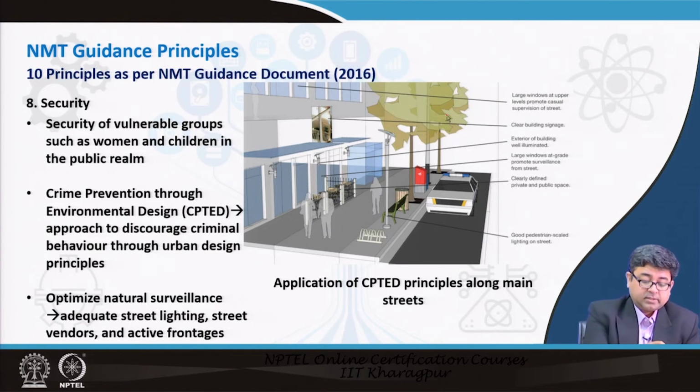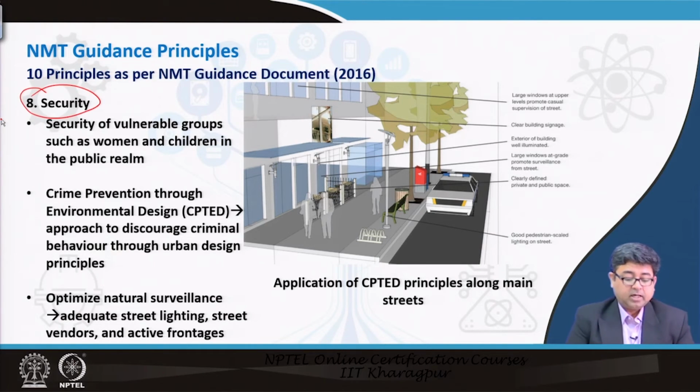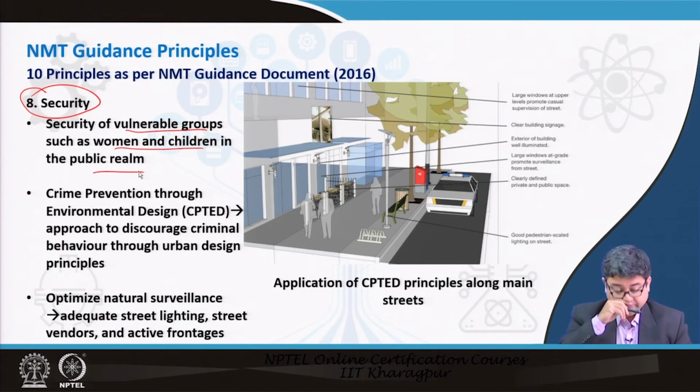Moving ahead closely with safety, the other aspect is security. Security of vulnerable groups such as women and children in the public realm should be ensured. Nowadays, you would see that there is a large presence of public CCTV cameras along streets. Also, the provision of proper lighting during evenings and nights is very essential in order to help people feel secure while they are walking, especially women and elderly people and children. So, security has to be paramount while you are designing for them.